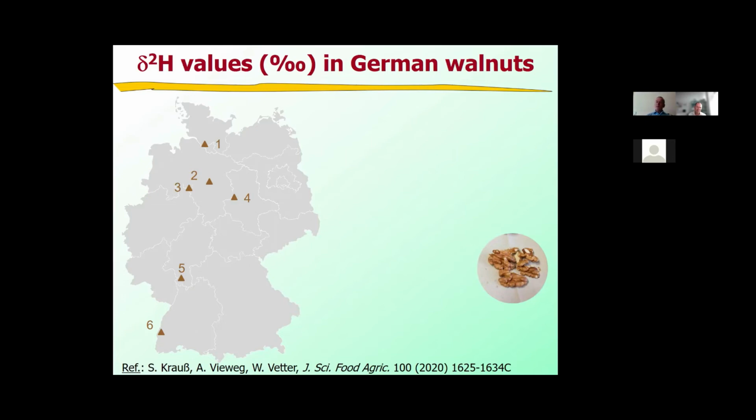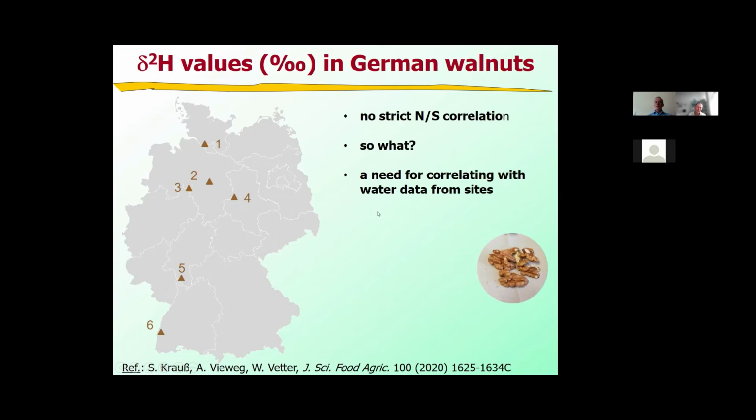So there must be a second point, not only the distance to the coast, and this is something we explored in that project. So there's no strict north-south correlation, which we expected, but what? So we had to learn something about the situation at the different sites. But unfortunately, we had no water data from the sites. So we should have had soil or water from the site to correlate our values, but that was not possible. So what did we do?